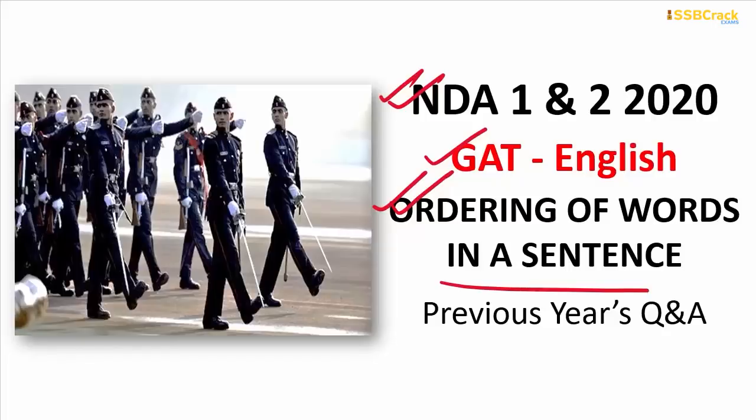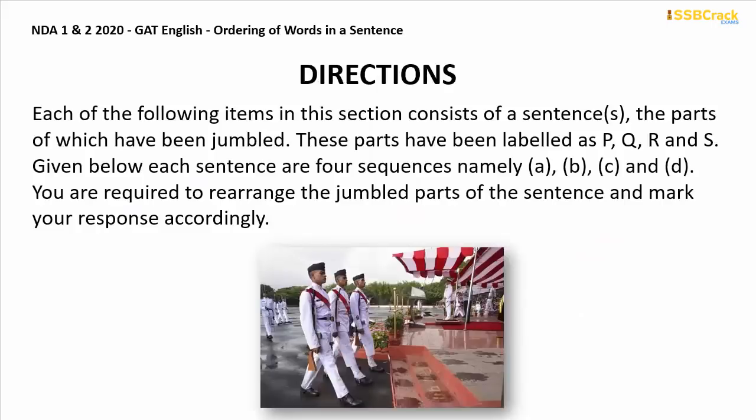So let's first read the directions. Each of the following items in this section consists of a sentence or sentences, the parts of which have been jumbled. These parts have been labeled as P, Q, R, and S. Given below each sentence are 4 sequences, namely A, B, C, and D. You are required to rearrange the jumbled parts of the sentence and mark your response accordingly. Right? So let's see the first question and let's see how we can solve it quickly and easily.